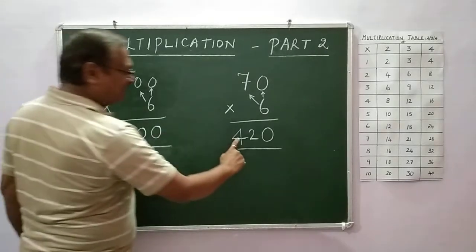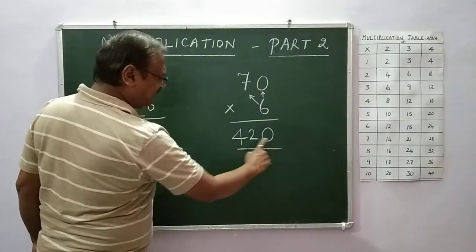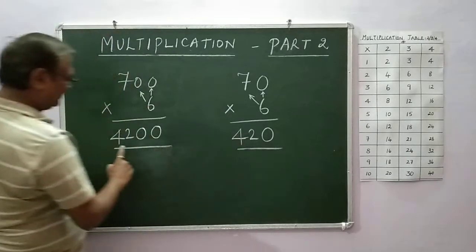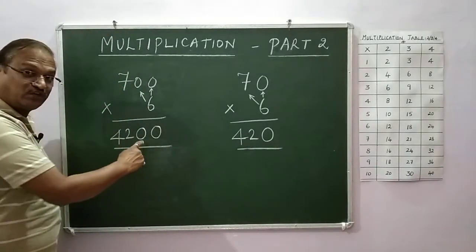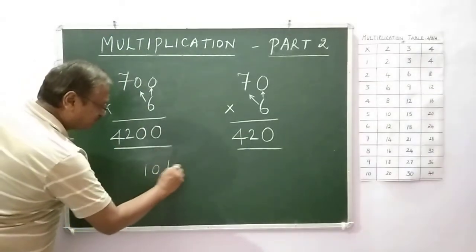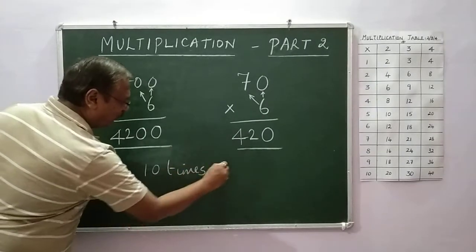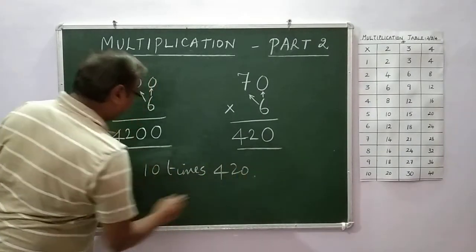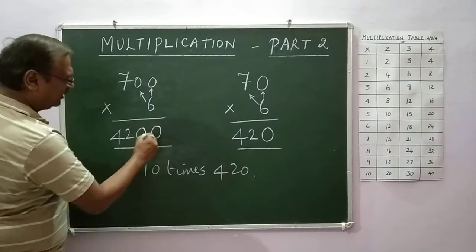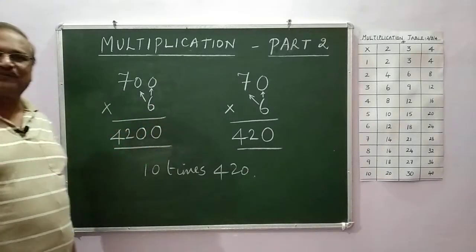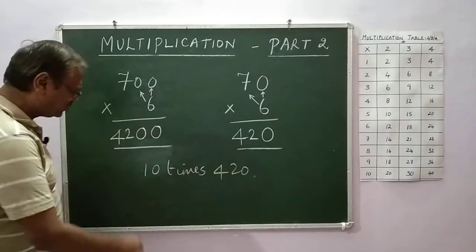4200. This is 420. 420. And here 420, 10 times 420. 10 times 420. You see, multiply 420. You understand what I am doing? This is just for fun.